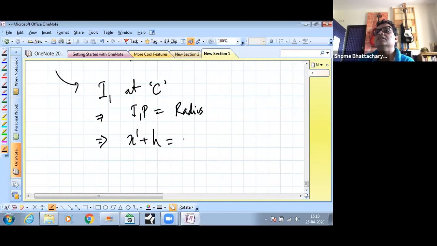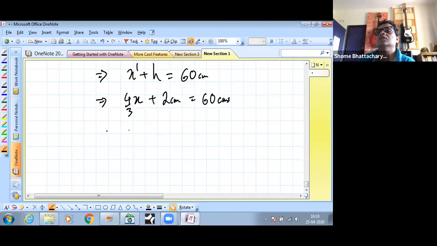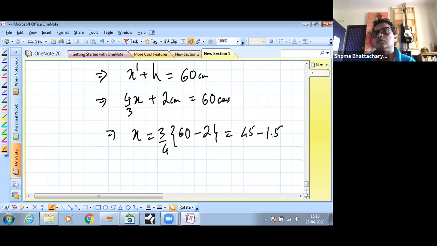And how much is the radius? 60 centimeters. And itself, how much is x prime? It is 4 by 3 x. We had just seen. So 4/3 x plus 2 centimeters should be equal to 60 centimeters. So you can see that here x will become 3/4 of (60 minus 2). So that is 45 minus 1.5. So that is 43.5.